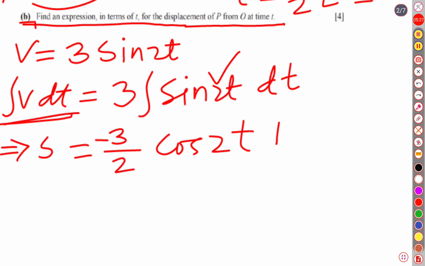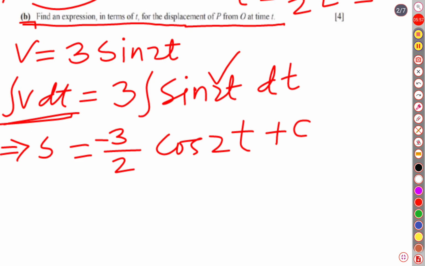Then we should not ignore that constant, because at the beginning we don't know how much distance it traveled before we are doing this calculation. So the constant value c is to be obtained in case of integration. It should not be ignored. If you ignore it, then it's actually mathematically wrong. So let's find how much was the distance it traveled before it leaves O.